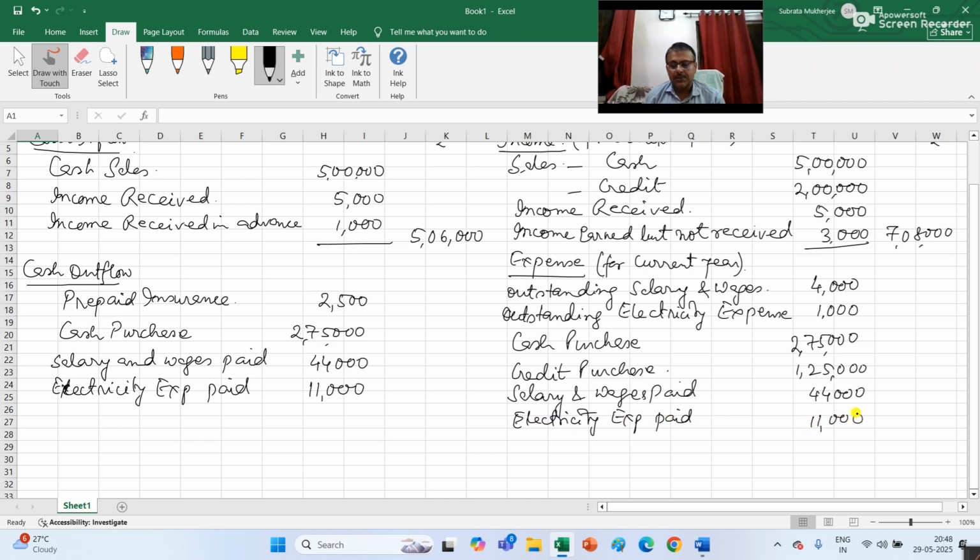Next item is insurance expense paid, and this includes your prepaid insurance. So prepaid insurance I have already recorded in the cash outflow, and the insurance for the current year will get reflected in both the columns, and the amount is for rupees 7,500. So here I am writing insurance expense for current year is for 7,500. So total expense will be 3,40,000.